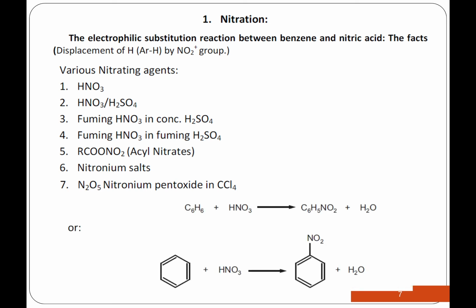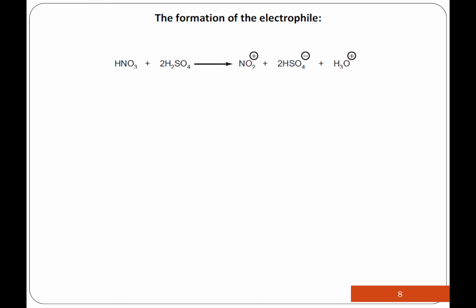So this is the simple reaction. You can see one hydrogen has been replaced with an NO2 group and water is formed. Let us see the mechanism. First, the electrophile is formed by the reaction between nitric acid and sulfuric acid. So the nitronium ion is formed.